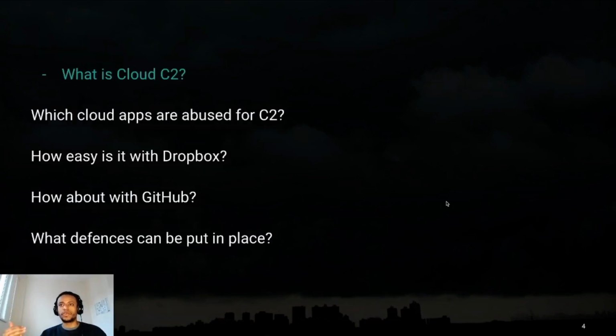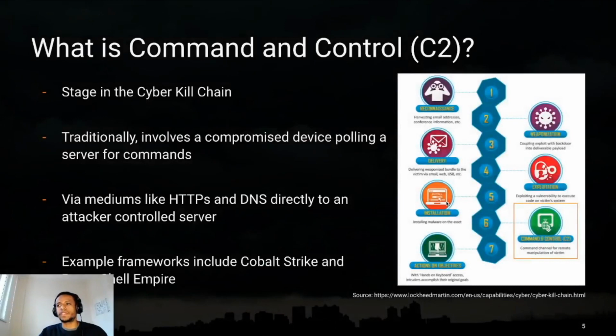So let's start with the first question, right? What is Cloud C2? Before we dive into Cloud C2, let's talk a little bit about what command and control is. Command and control is a stage in the cyber kill chain. As you can see in the visualization on the right, the cyber kill chain was introduced by Lockheed Martin, and it outlines the steps an attacker uses to infiltrate a particular victim's network.